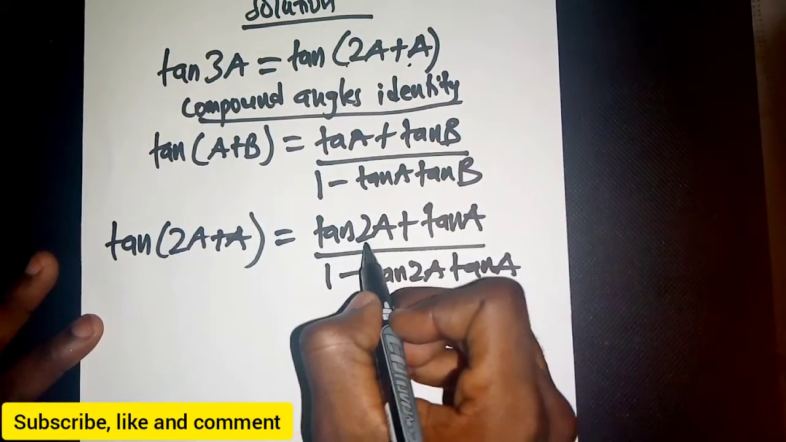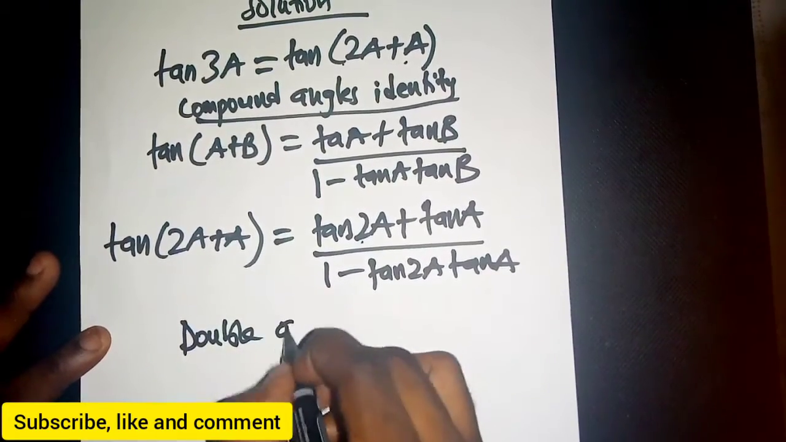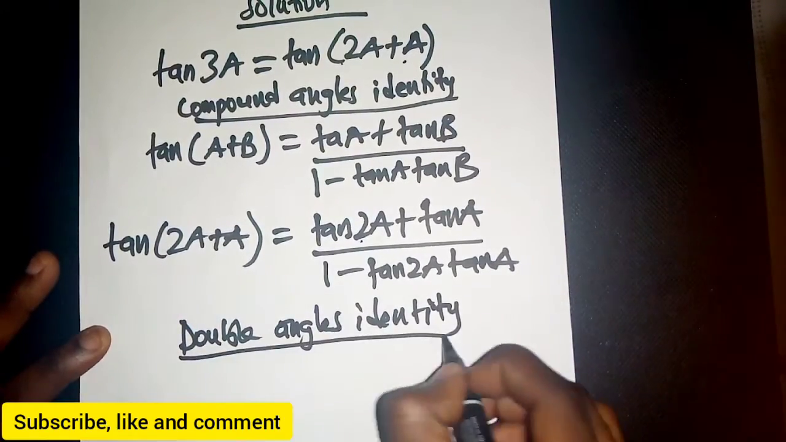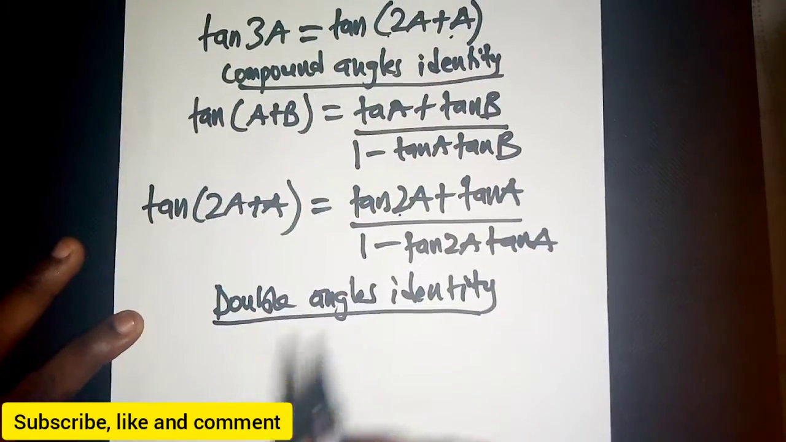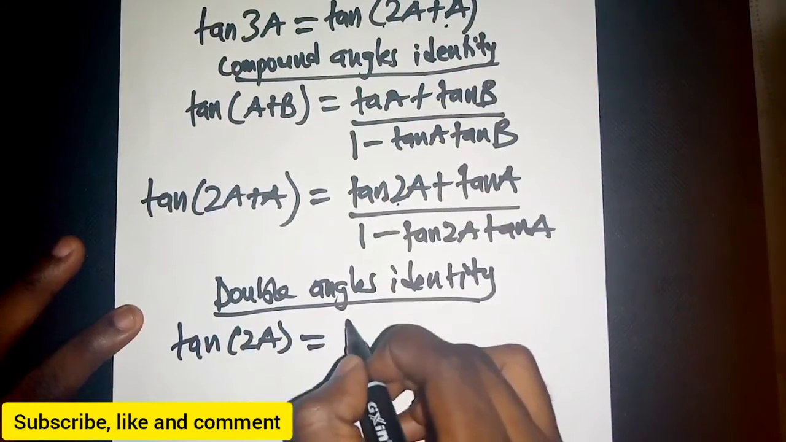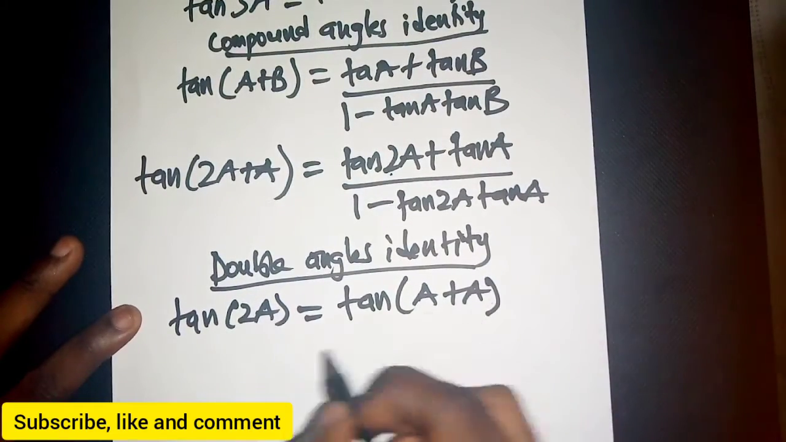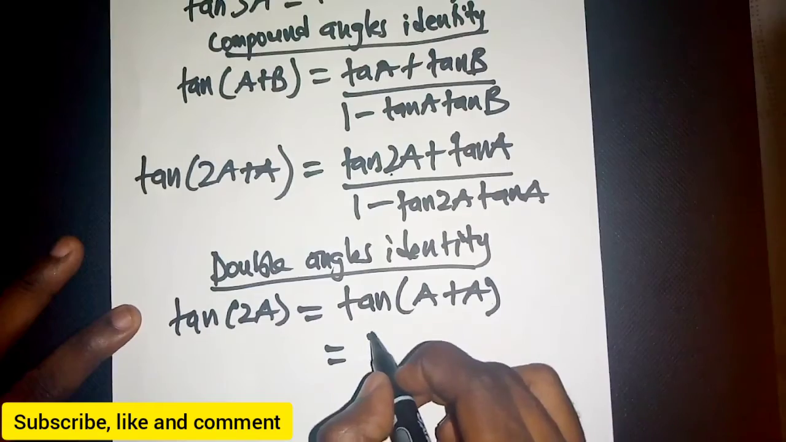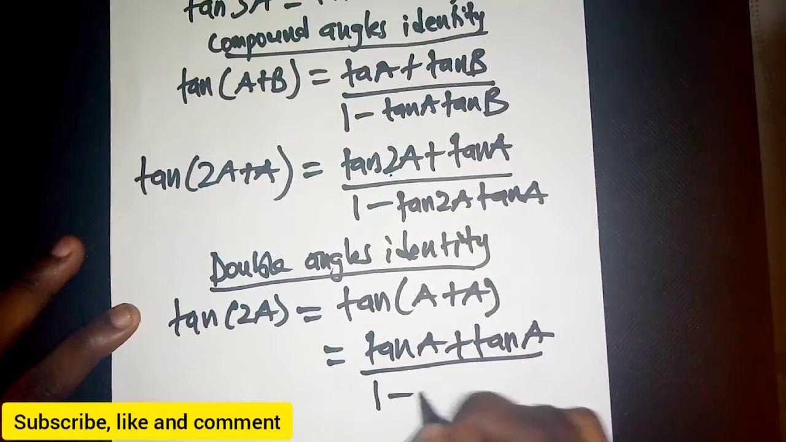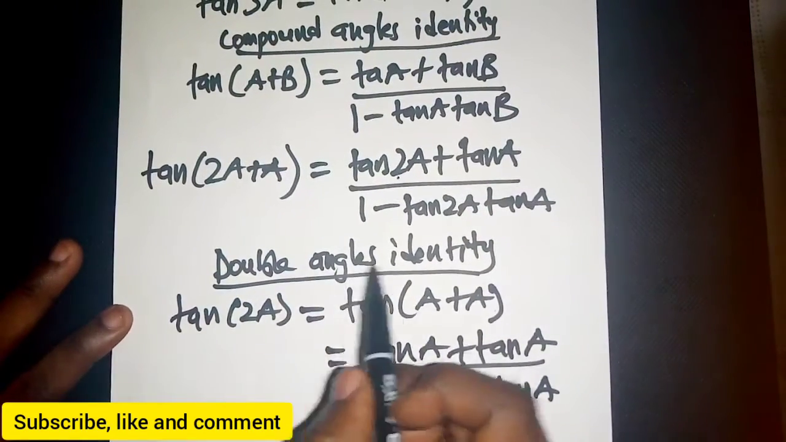Now we also have 2a here, which corresponds to double angles. So from the double angle identity, if you have tan of 2a, it is equal to tan (a plus a), which can also be written as (tan a plus tan a) divided by (1 minus tan a multiplied by tan a). So this is a double angle identity.